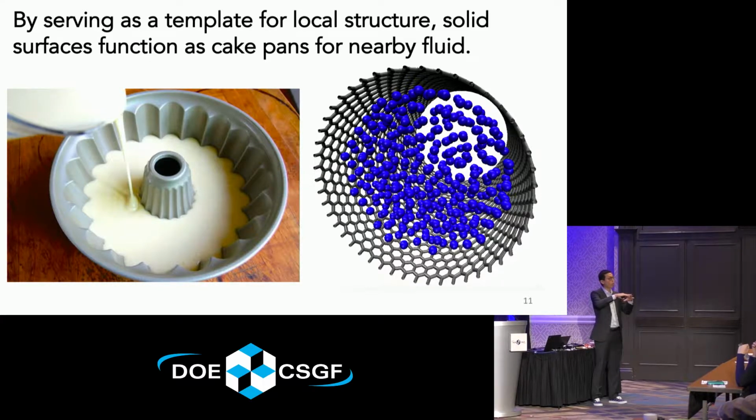It can induce ordering in a fluid that is in many ways kind of like the solid itself. Just like a cake pan serves as a template or a mold for the fluid that goes into it, when you put fluid in a very small cake pan, like a carbon nanotube shown on the right, you can get structures that emerge in the fluid.